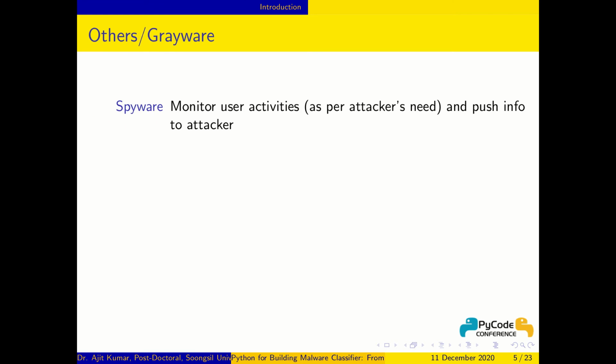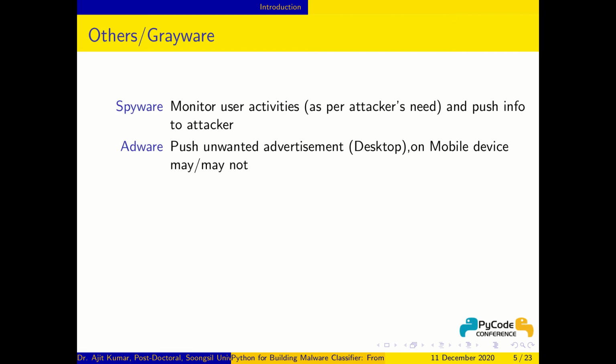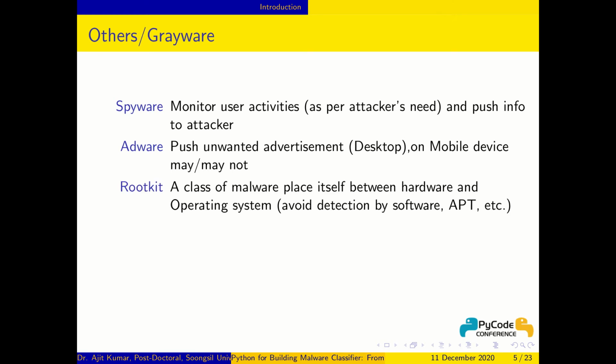This is just a classification, and they have different features. Apart from that, we also have a type called spyware. If any program is doing any kind of spying, it is considered spyware. Adware, from desktop to mobile everywhere: if a program you have installed for some purpose is pushing ads to you, it is classified as adware. Then rootkit is a special kind of malware that places itself between hardware and operating system. It is very difficult to detect, and they do it to hide from detection.